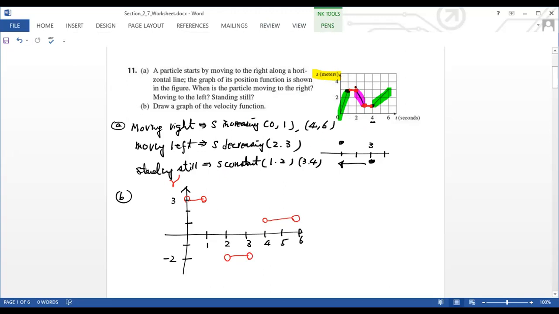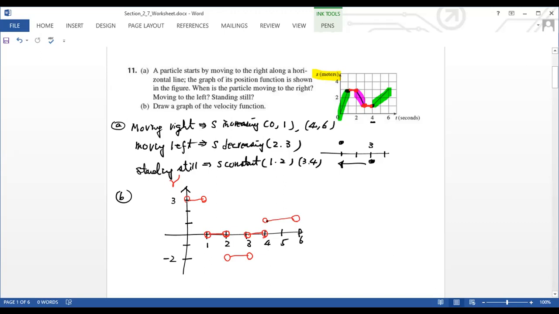Now let's take a look at the red one. The red one is 1 to 2. 1 to 2, that means I'm standing still. If I'm standing still, what does that mean? What is my velocity? I'm not moving, right? So it's 0. The same way for 3 to 4, I'm standing still. So this will be my velocities here.